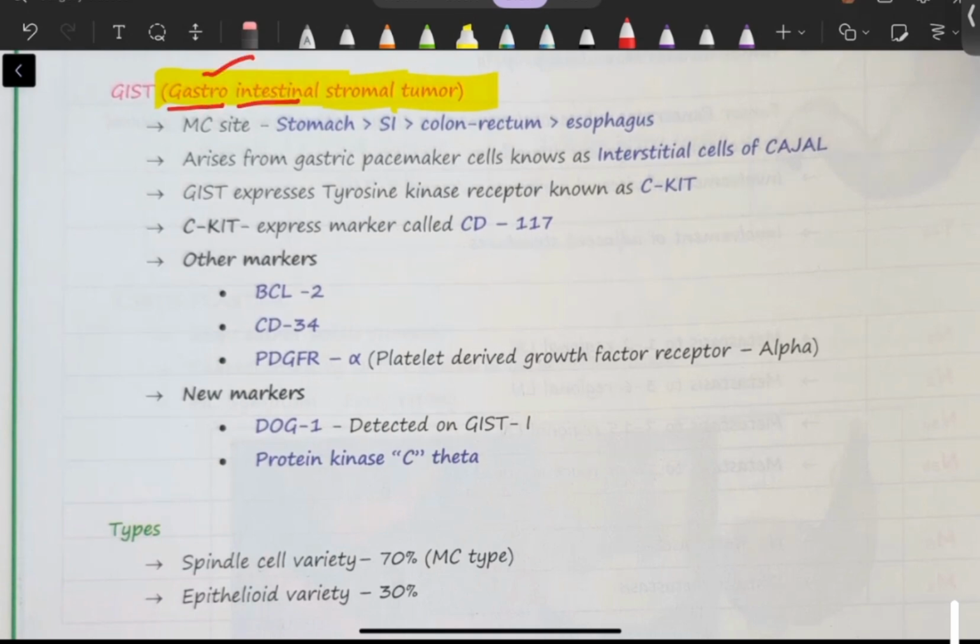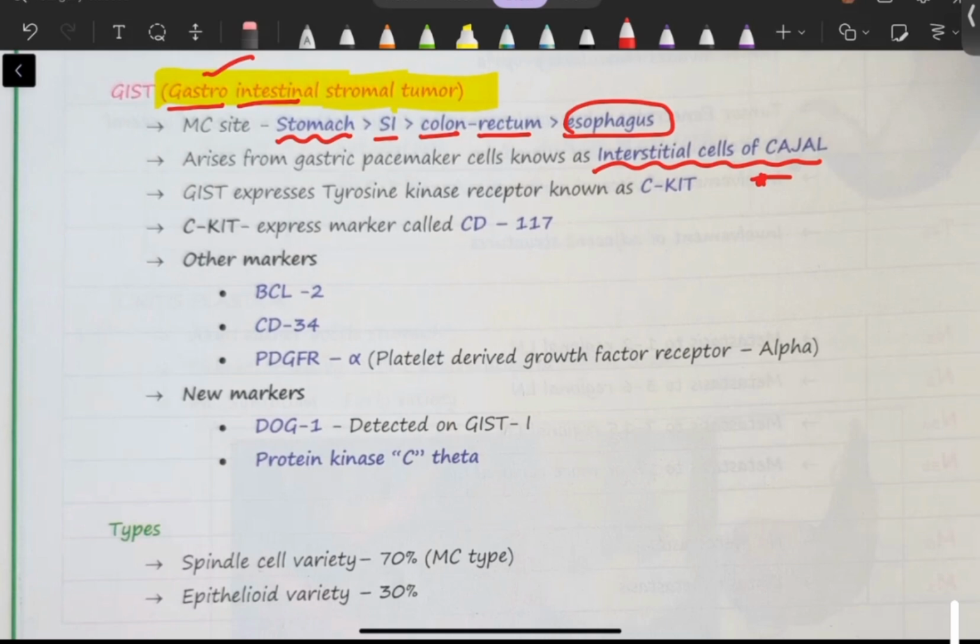The most common site is the stomach, and then it can arise from the small intestine, then colon, then rectum, and at last the esophagus. So from any part of the gastrointestinal tract this tumor can arise. It arises most commonly from the gastric pacemaker cells, known as interstitial cells of Cajal. Just like the heart has pacemaker cells like the SA node, the stomach also has pacemaker cells. If a tumor occurs from these interstitial cells of Cajal, it is called gastrointestinal stromal tumor.